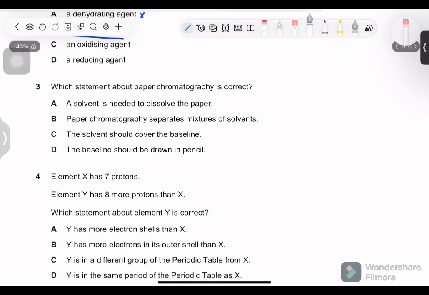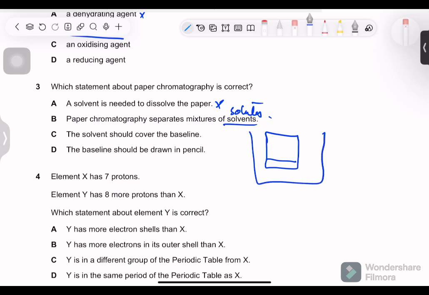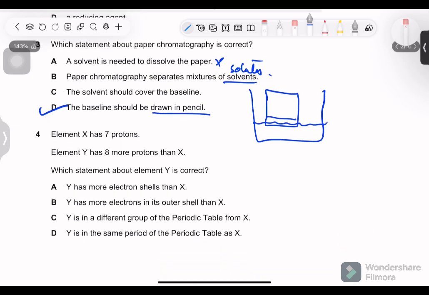Which statement about paper chromatography is correct? A solvent is needed to dissolve the paper. We don't dissolve the paper. Paper chromatography separates a mixture of solvents. No, it separates solutes, not solvents. The solvent should cover the baseline. No, the solvent should be below the baseline. If this is the paper, this is the baseline, the solvent should be below the baseline. The baseline should be drawn in pencil, yes, so that the ink does not interfere with the solvent.